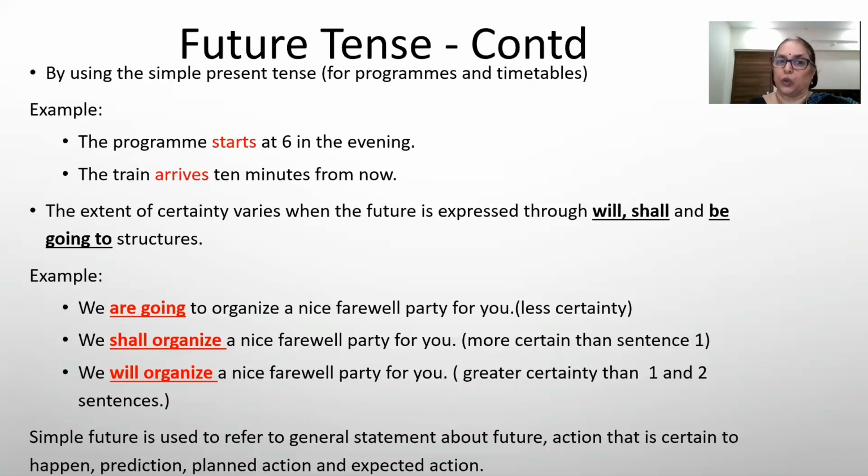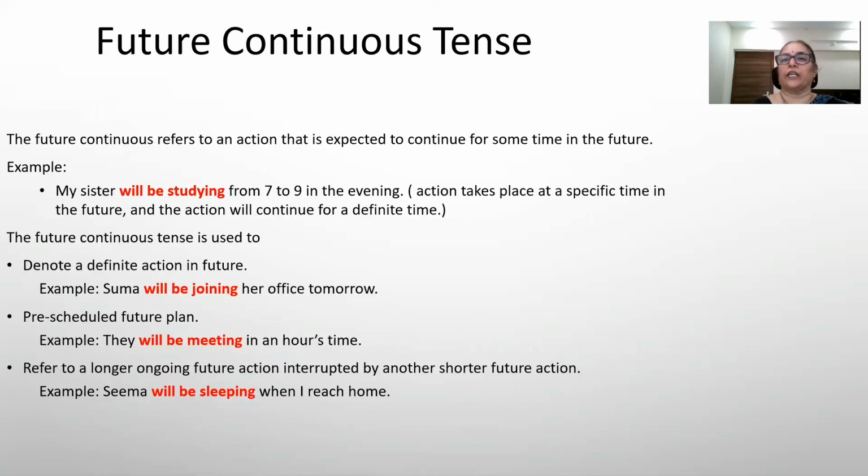And we shall do the work. Yes, certain, but little bit. But we will do the work, madam. Then, but you are talking about greater certainty. So simple future is used to refer to general statements about future, action that is certain to happen, prediction, planned action, and expected action. Now let us go to future continuous tense.